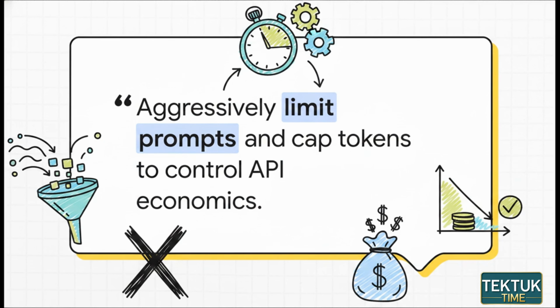And this brings us to a really hard truth of senior engineering. Developers must aggressively limit prompt length and cap output tokens to control variable API economics. When you're running at scale, an unoptimized context window doesn't just cause lag, it literally hemorrhages money. Every single token is a fraction of a cent. Multiply that by thousands of concurrent users and continuous conversation loops, and sloppy memory management will break your startup's budget before you even realize what's happening.